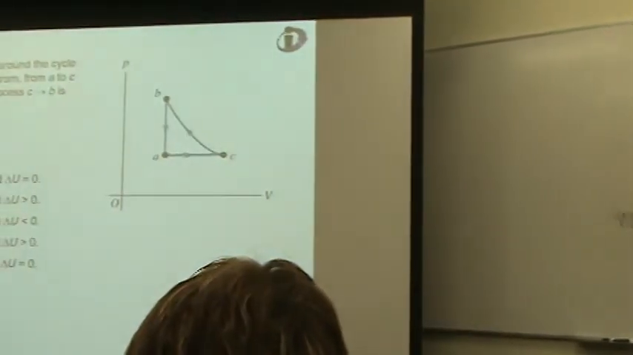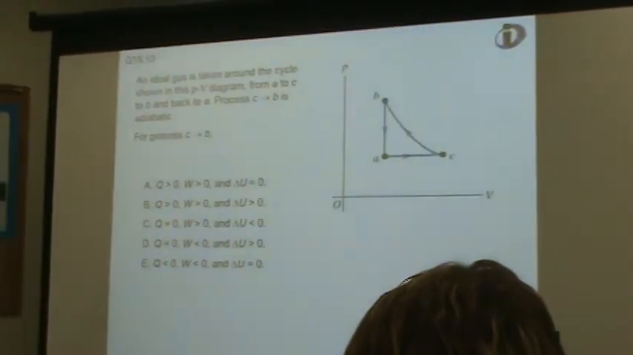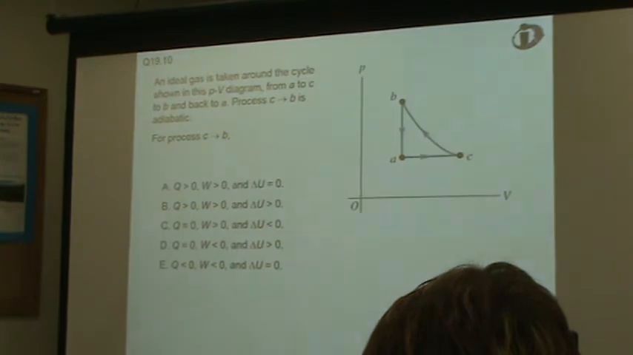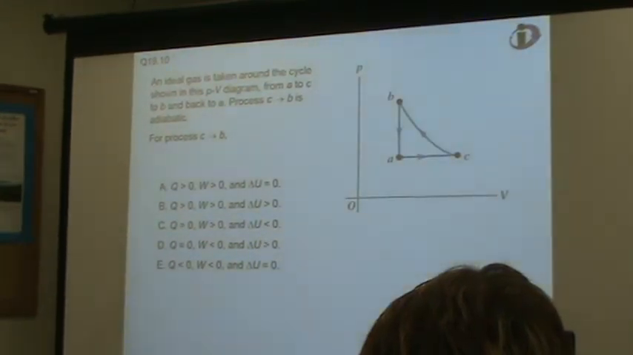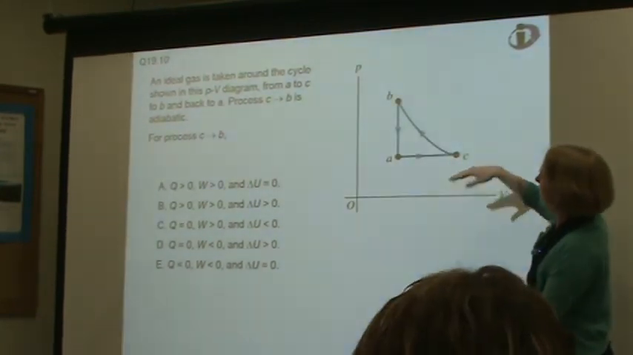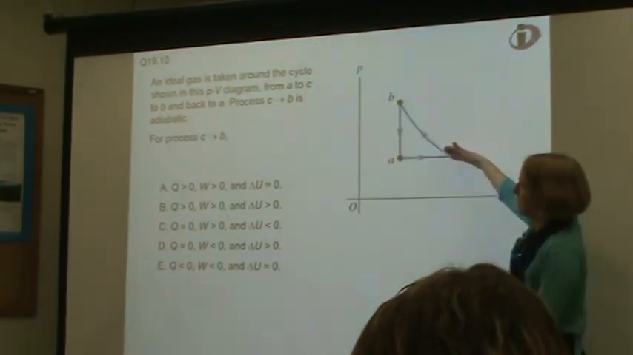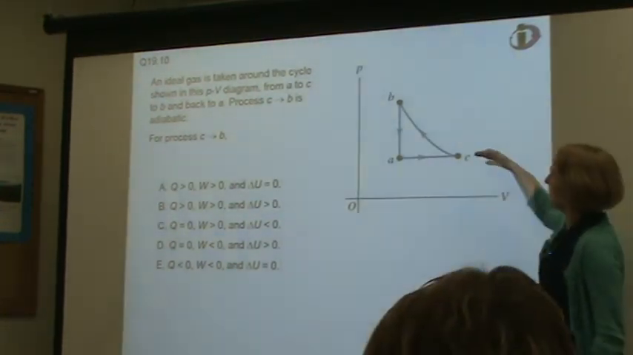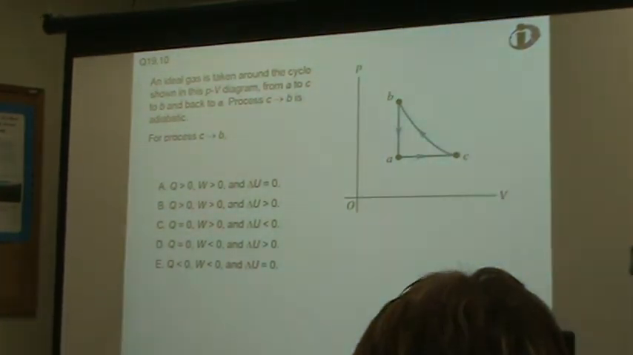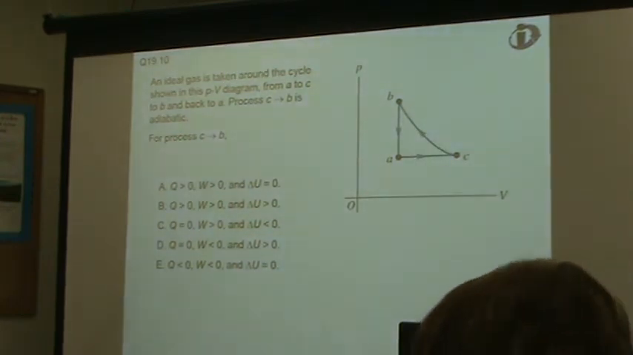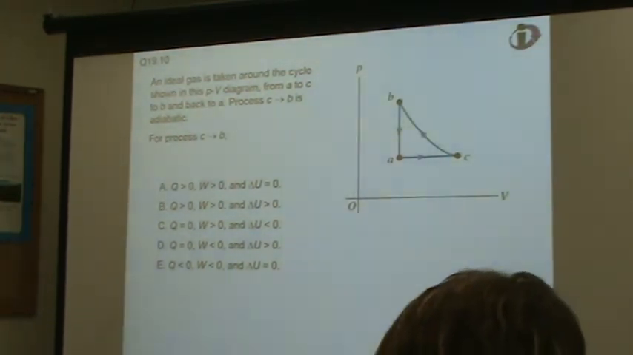Okay, so there's a few more of these questions we'll go through. An ideal gas is taken around the cycle from A to C to B, and back to A. Okay, that's a little confusing. So it's going A to C to B, back to A. And then this pathway is now adiabatic. So now we're answering questions for the adiabatic pathway. How would I know by looking at the picture? You wouldn't know from looking at the picture. You only know because they tell you.